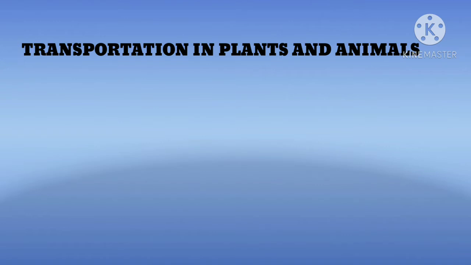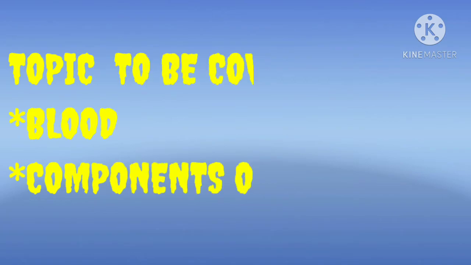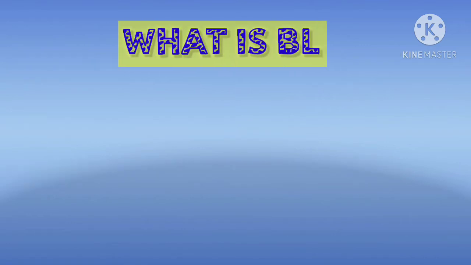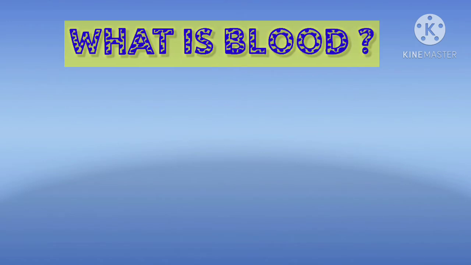Students, we have already started a new chapter for class 7, that is transportation in plants and animals, in which we have discussed what is transportation, what is the need of transportation, and also the human circulatory system. In this session we are going to talk about a very important part of the human circulatory system, and that is blood. We have studied the three main parts of the circulatory system, that is blood, blood vessels and heart. So today we will discuss what is blood.